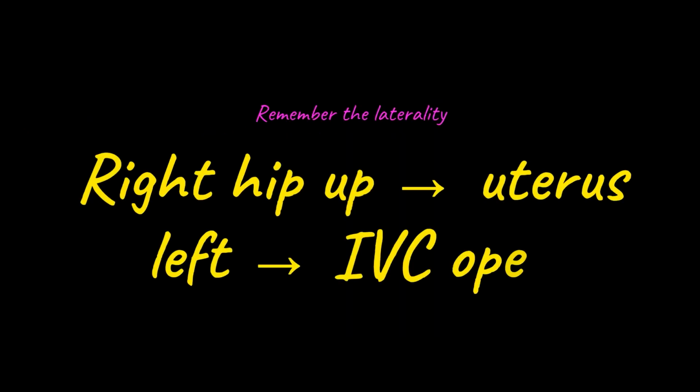The key exam detail is laterality. Elevating the right hip tilts the patient to the left and moves the uterus away from the vena cava. Tilting the wrong way worsens the compression. Supine hypotension is mechanical, positional, and fixed with one simple adjustment.